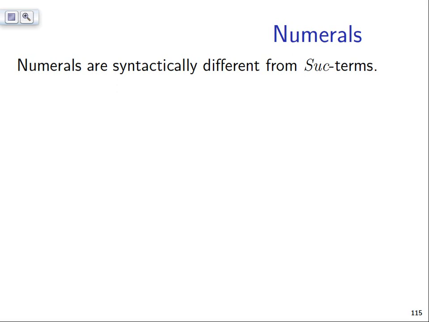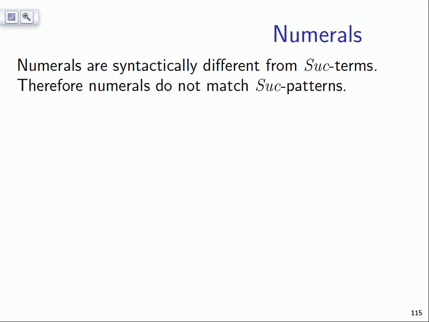And finally, you may get into a situation where you have to deal with numerals, and note that numerals are really syntactically different from successor terms. If you write the numeral 2, it's a different term than if you write successor of 0. Sometimes you may end up with both of them in your formula, and you'll have to turn one into the other. For example, numerals do not match successor patterns. If you write factorial of 2, it'll just stay there, factorial of 2.